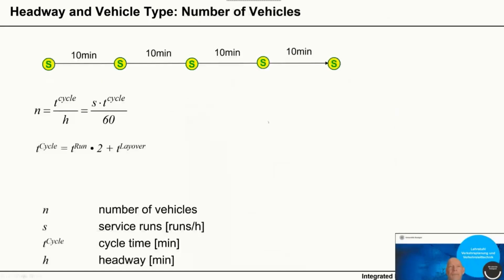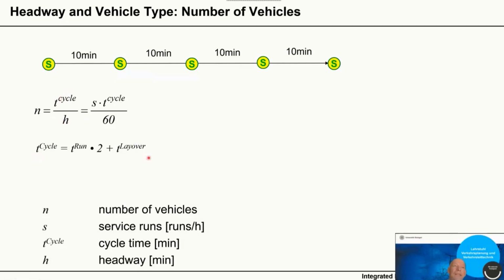Now, finally, at least for periodic timetables, we can compute the number of vehicles we need. The number of vehicles we need depends on the cycle time and the headway.